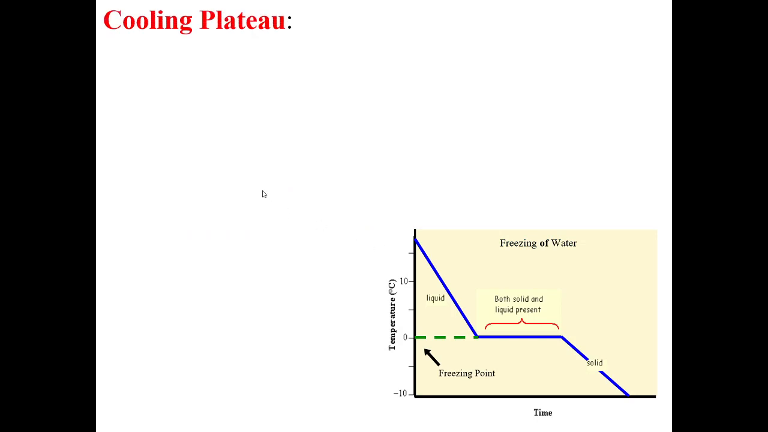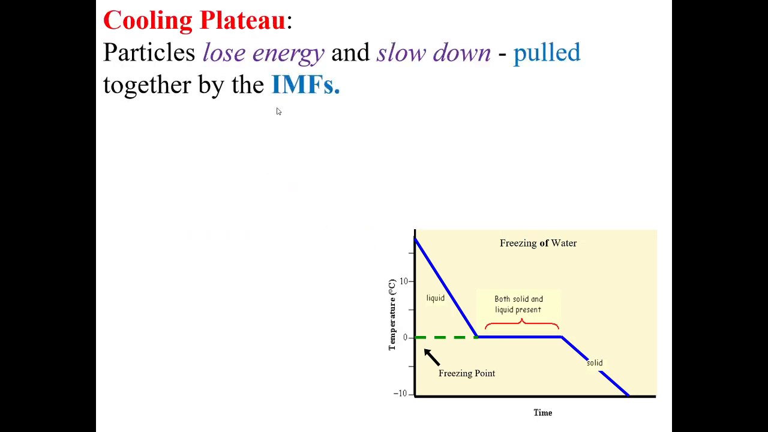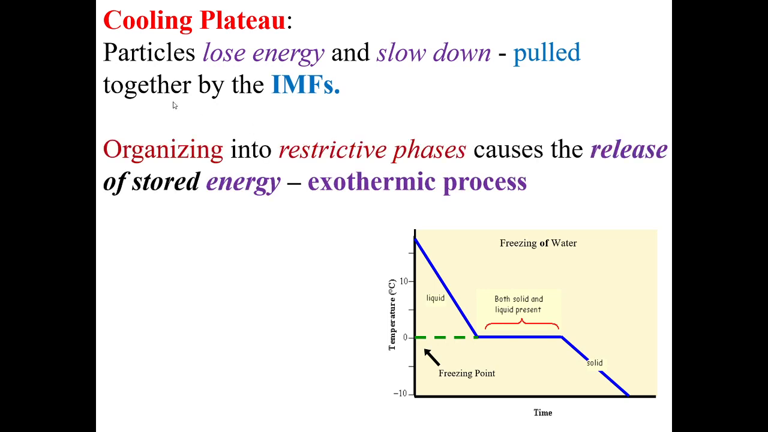All right, the cooling plateau, it's the exact opposite process. So particles lose energy and slow down, so then they are pulled together by those IMFs, intermolecular forces pulling those water molecules together. So organizing into restrictive phases, that just means going from a gas to a liquid or from a liquid to a solid. More restrictive means that they can move less, right? So organizing into those restrictive phases causes the release of stored energy, which is an exothermic process.